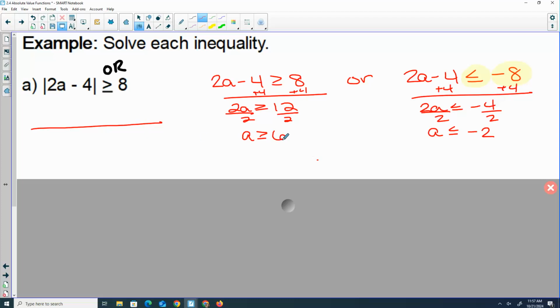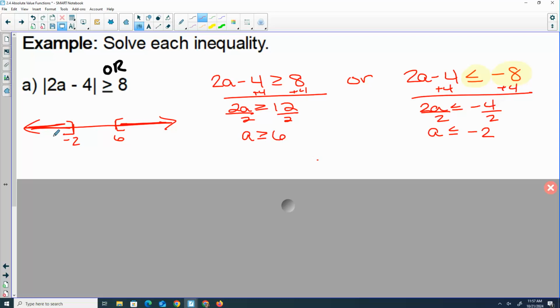So when I say A is greater than or equal to 6, it's starting at 6. Would it be a parenthesis or a bracket? Bracket because of the equal to, and greater than would go to the right. When I say A is less than or equal to -2, that would be a bracket at -2, less than is going to the left. So do you see? We said or, and we get two separate pieces. That's what should happen on an or.